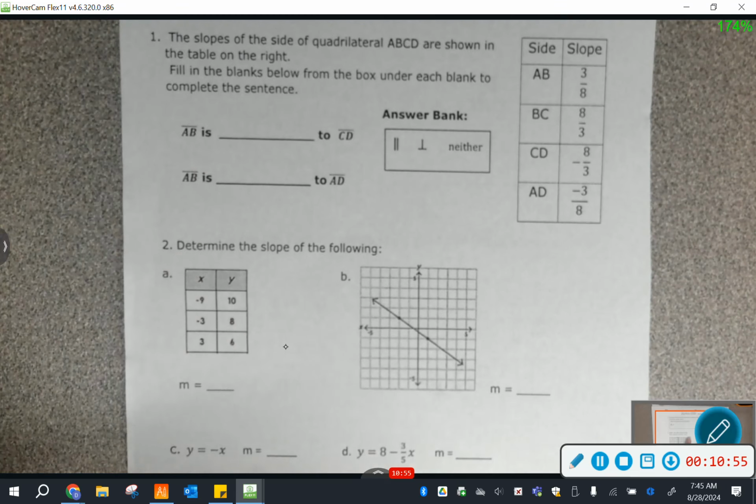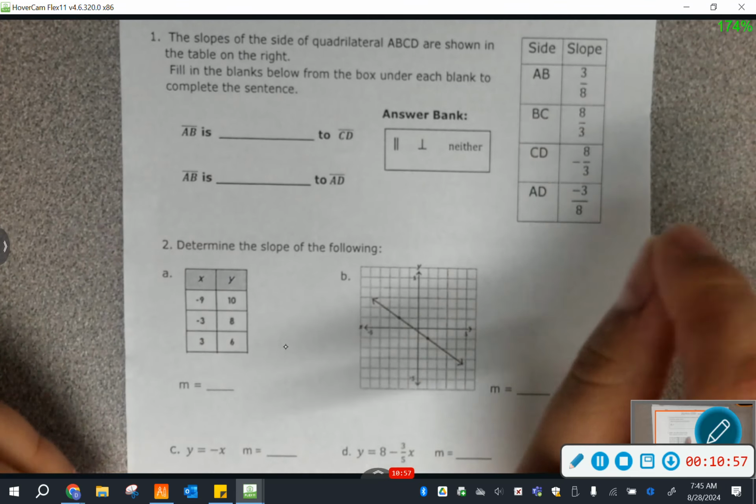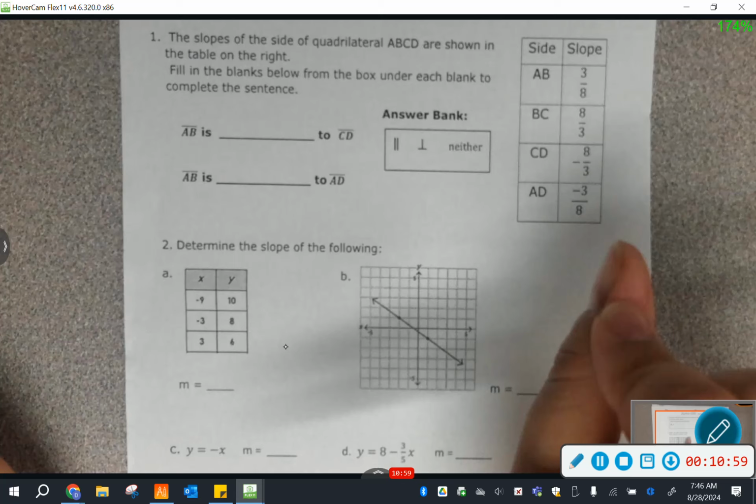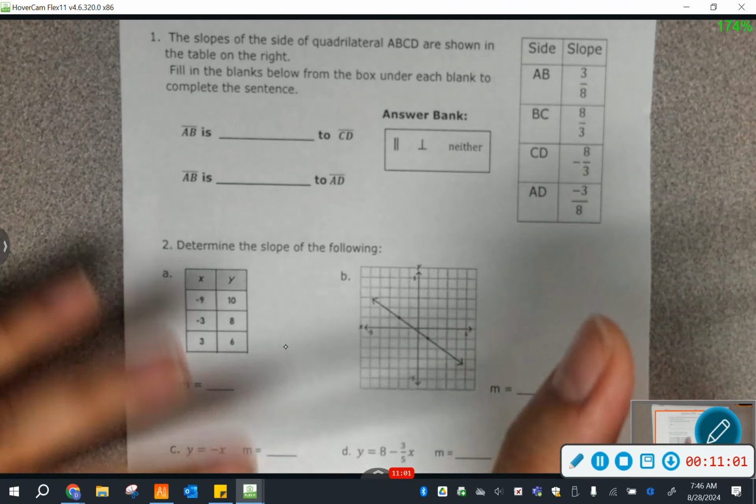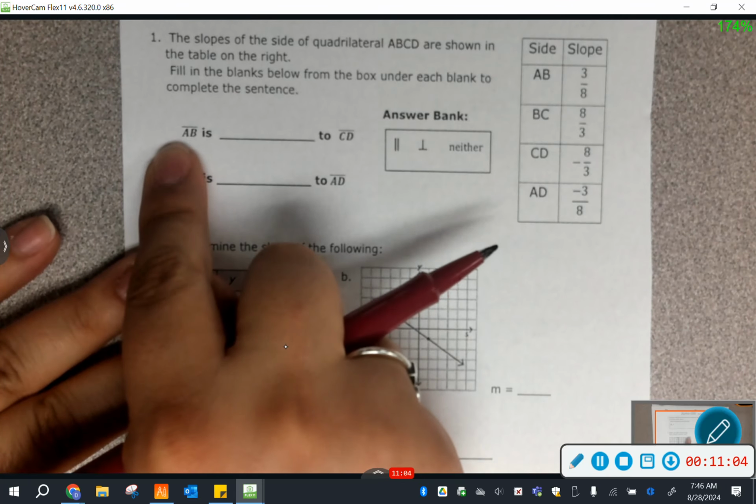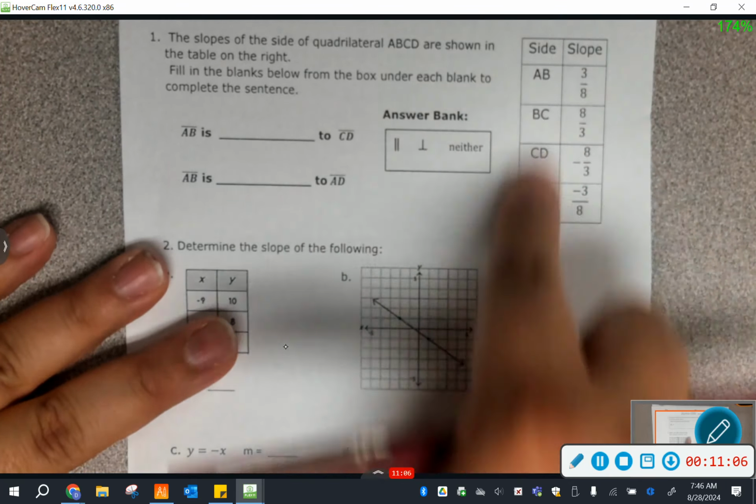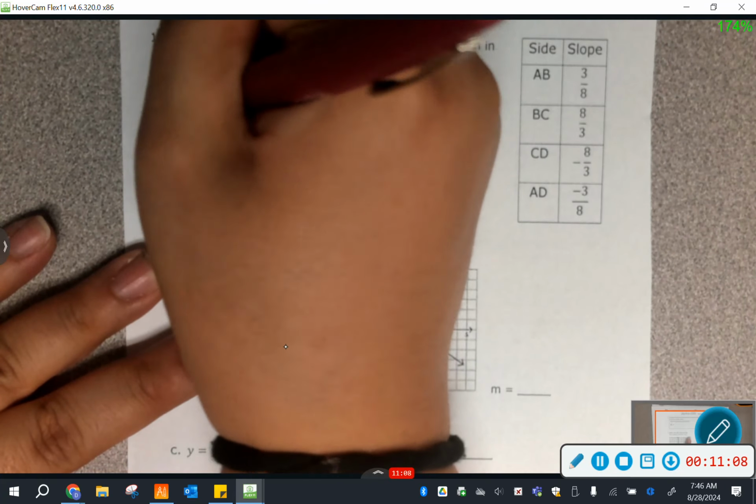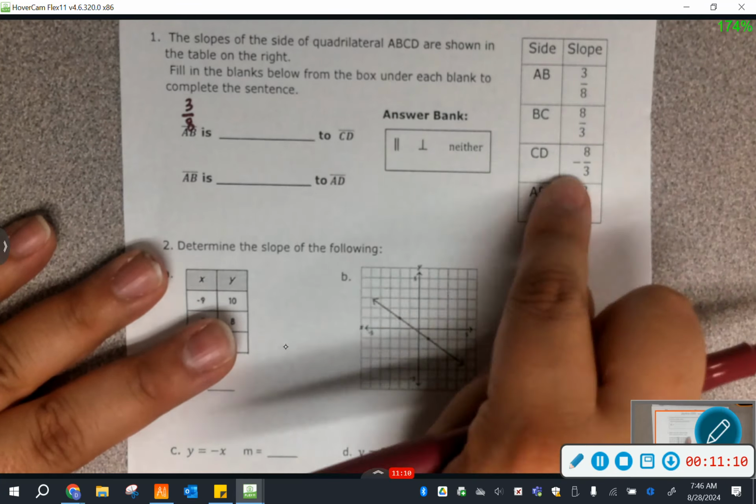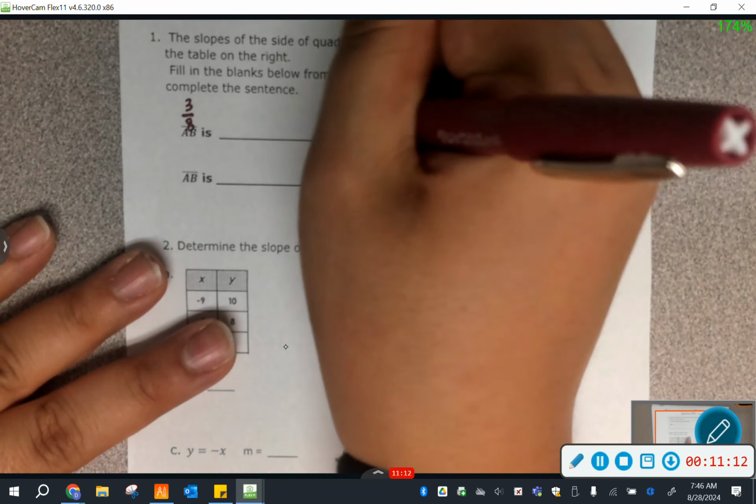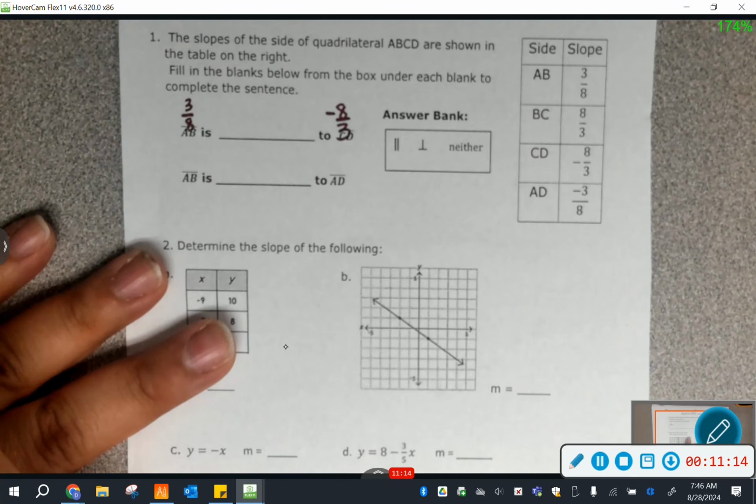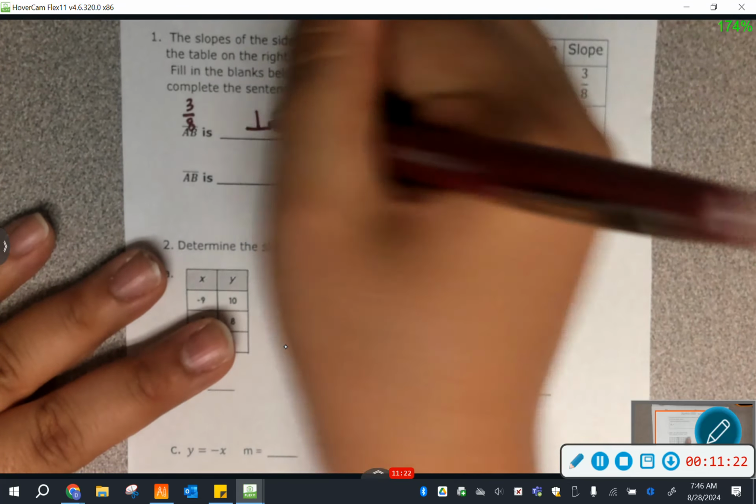The first question. The slopes at the side of a quadrilateral are shown at the table. Fill in the blanks with the symbols. AB, what is my slope for AB looking at this table? 3/8. What is my slope for CD? -3. Are they the same? No. So is it parallel? No. Did it flip and switch? Yes. So what are they? Perpendicular. You put a perpendicular symbol.